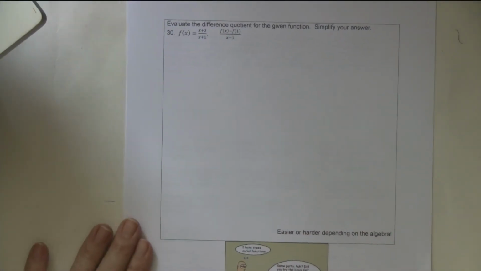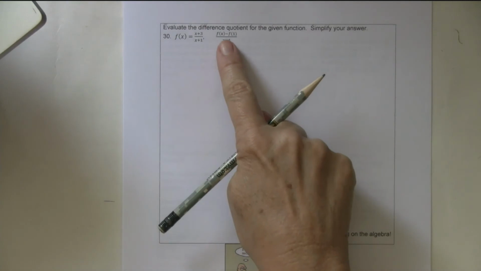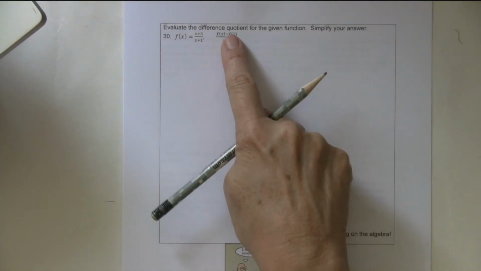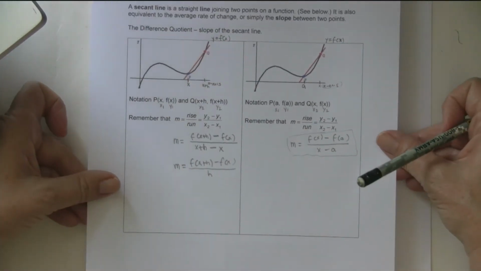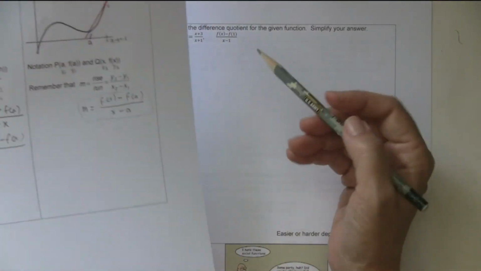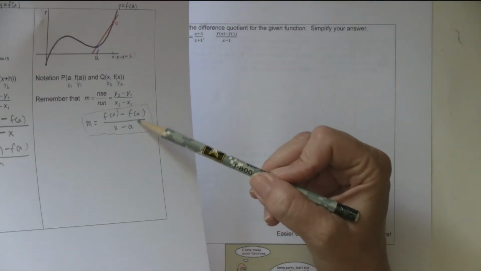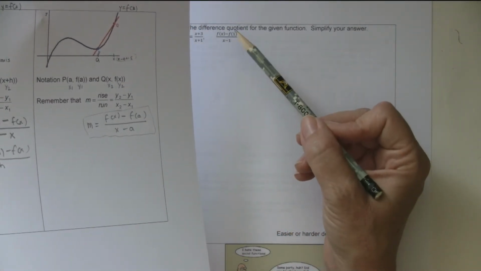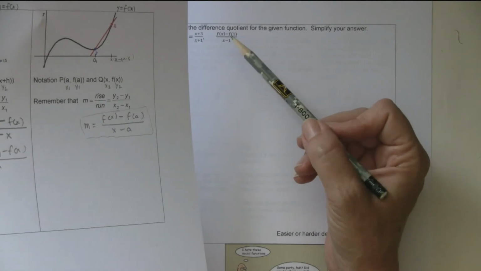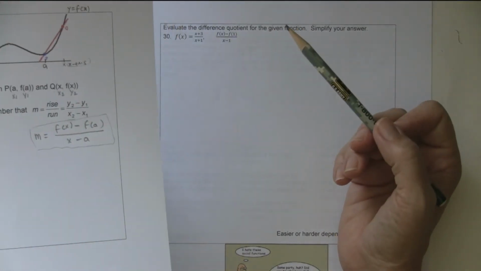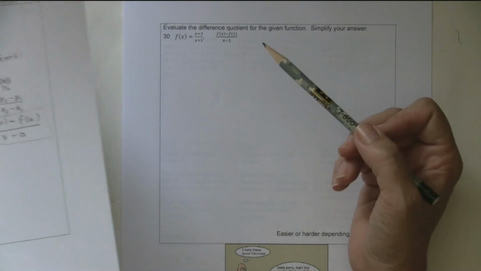So here they're asking us to evaluate the difference quotient for the given function and simplify your answer. And this is the difference quotient that they have given. And so if we look to see, well, which one does that sort of look like? It looks like this one, doesn't it? But instead of having A, what did they use instead of A? Yeah, they used 1. So we'll give a try to evaluating that difference quotient like they're asking here in problem 30.